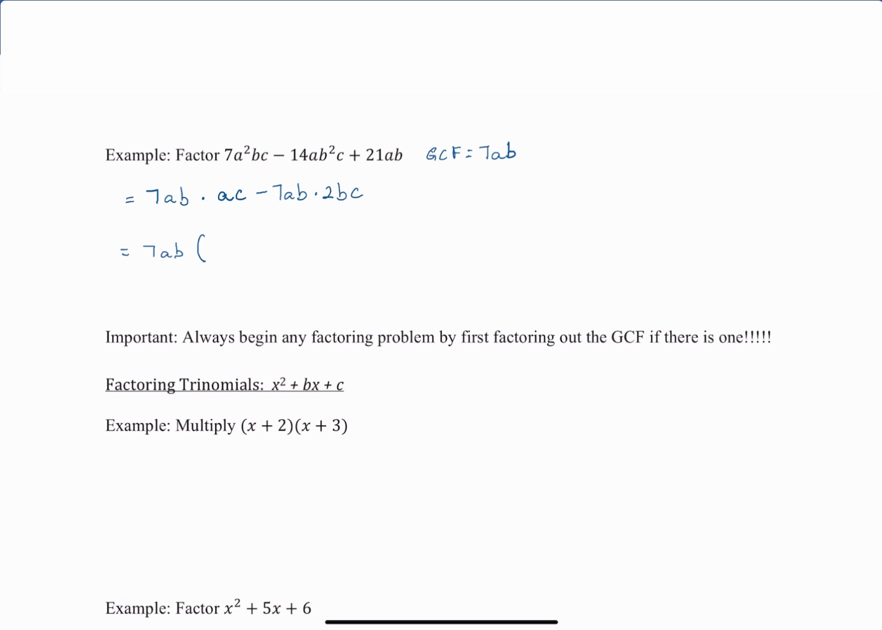Then going on to the last term, I'm going to write 7ab and then times anything that 21ab has that 7ab doesn't, and all that is a 3. 7ab times 3 would be 21ab. So now we can use the distributive property to pull that 7ab out front, and we put the leftovers inside the parentheses.